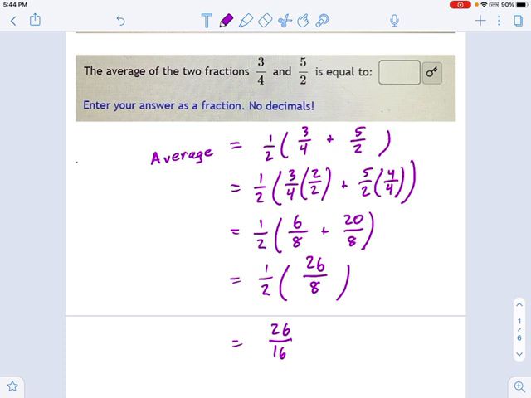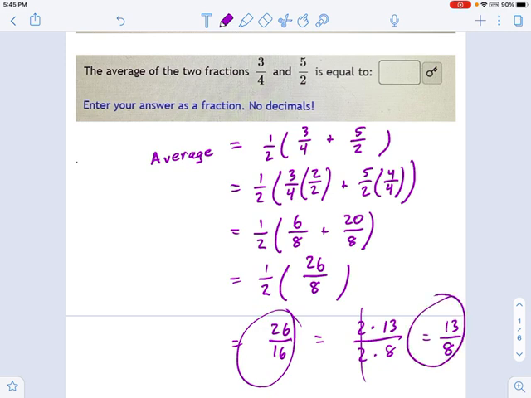Now, if you want to simplify that, you can. You would simplify that by factoring out. Well, what's 26? Think of this as a factor tree. Oh, it's 2 times 13. And what's 16? Well, that's 2 times 8. And you see these 2's cancel out. And what you get, if you want to simplify this fraction, you don't have to, but you get 13/8. Now, either of these things is right. 26/16 or 13/8 is going to be fine.